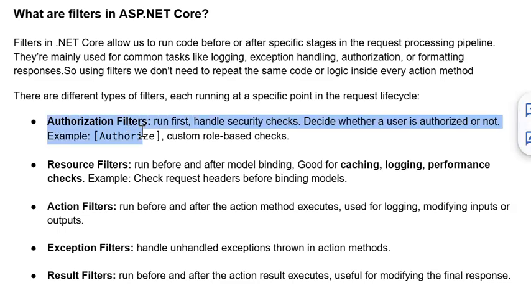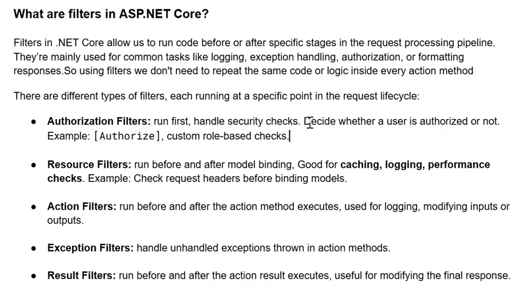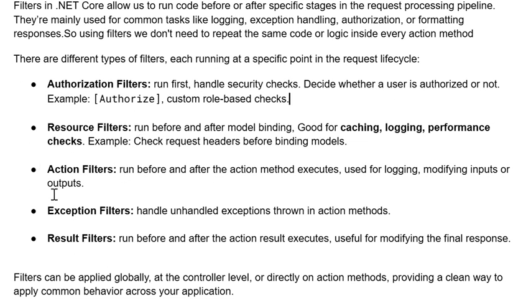One is the authorization filters. Authorization filters run first and handle security checks, deciding whether a user is authorized or not. For example, we use the Authorize attribute on top of the action method. The types are authorization filters, resource filters, action filters, exception filters, and result filters.